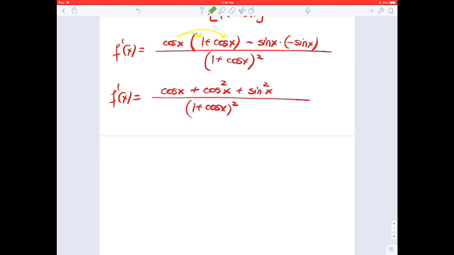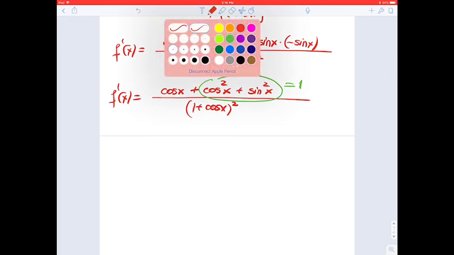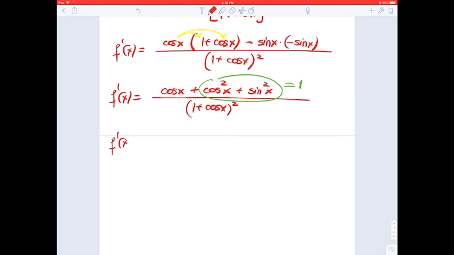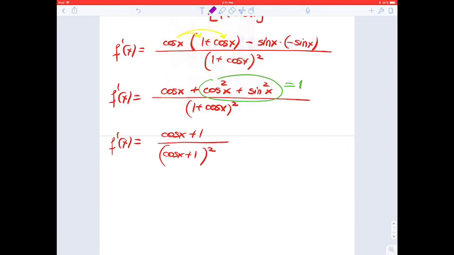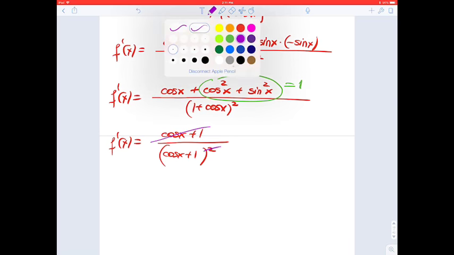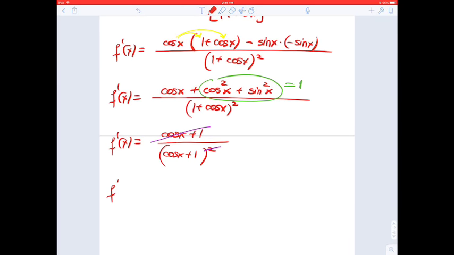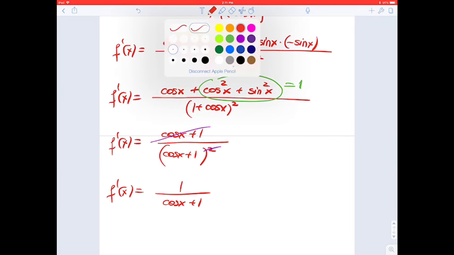And we can nicely see the Pythagorean identity. So we do have on the top cosine of x plus 1. In the denominator I have cosine of x plus 1 squared. This means that I can simplify one of those. The final answer is 1 over cosine of x plus 1.